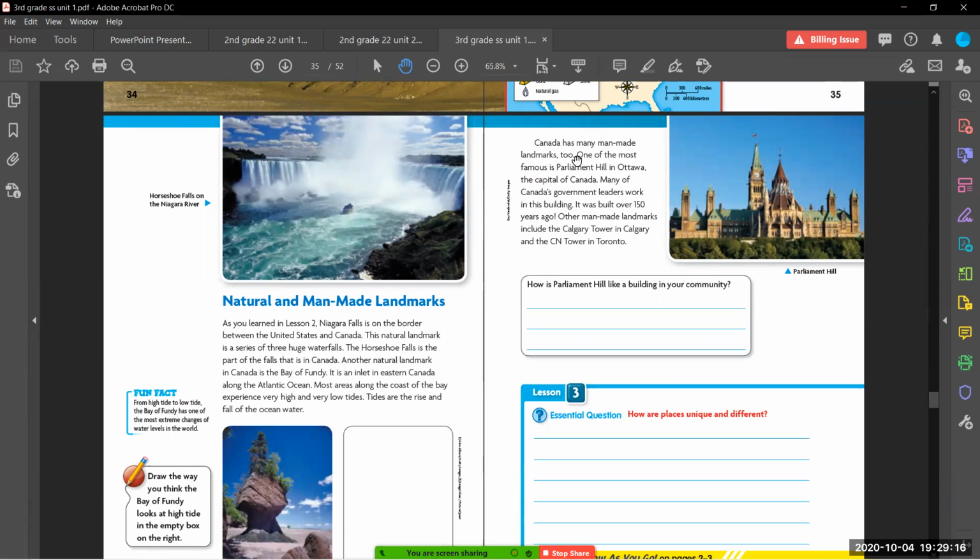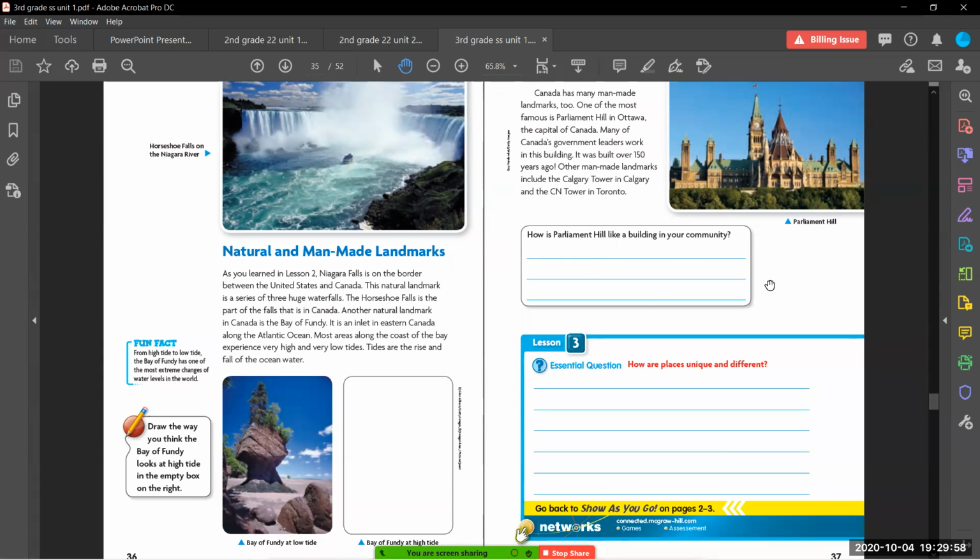Canada has many man-made landmarks too. One of the most famous is Parliament Hill in Ottawa, the capital of Canada. Many of Canada's government leaders work in this building. It was built over 150 years ago. Other man-made landmarks include the Calgary Tower in Calgary and the CN Tower in Toronto. So this is a picture of one of the man-made landmarks, which is Parliament Hill. How is Parliament Hill like a building in your community? So if Parliament Hill is a building where people who work for the country or the city all go, how is that similar to some of the buildings in your community?